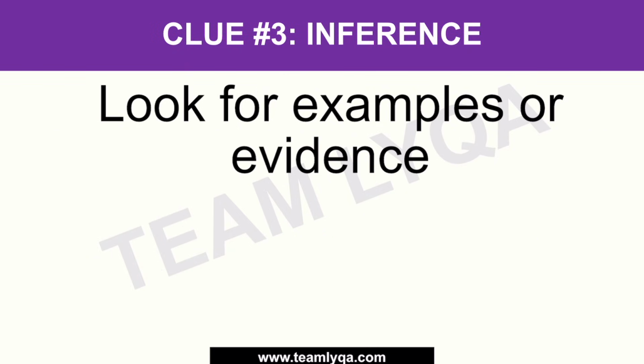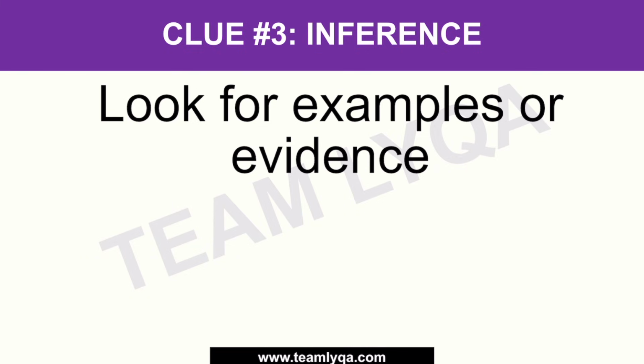You have a third clue, which is inference. When we say inference, you can look for examples or evidence in the passage itself. What are the examples? Sometimes when we use a difficult word, the author explains it further by stating situations: examples of the behavior mentioned, examples of the adjective used, and evidence in what happens in the next scenes of the book we are reading.